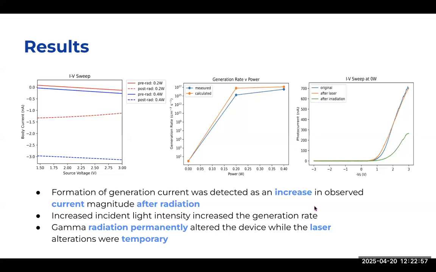Data from the IV sweeps was plotted pre and post radiation at 0.2 and 0.4 watt laser powers. Increasing power to the laser increased the photocurrent magnitude by increasing generation rate, while exposure to gamma radiation increased photocurrent by increasing the number of trapped charge sites. Lastly, as shown on the right, radiation permanently altered the device characteristics, while the laser only temporarily changed it.